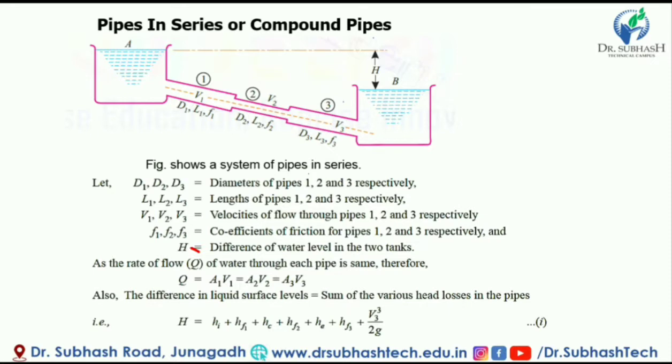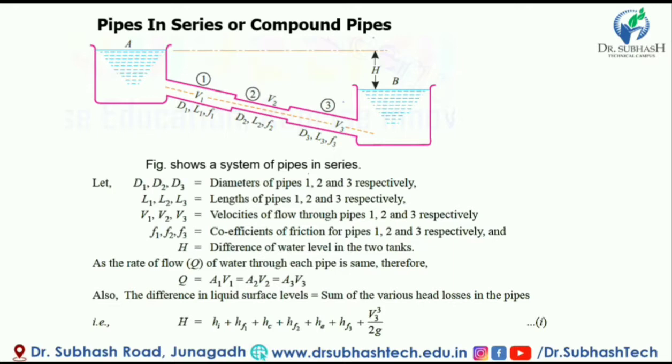So according to the continuity equation, discharge is equal to A1 V1 for pipe 1, where A1 is the area of pipe 1 and V1 is the velocity of flow in pipe 1. Similarly, for pipe 2, A2 V2 are the area and velocity of pipe 2, and A3 V3 are the area and velocity of pipe 3. So discharge is constant in all three pipes, according to the continuity equation.